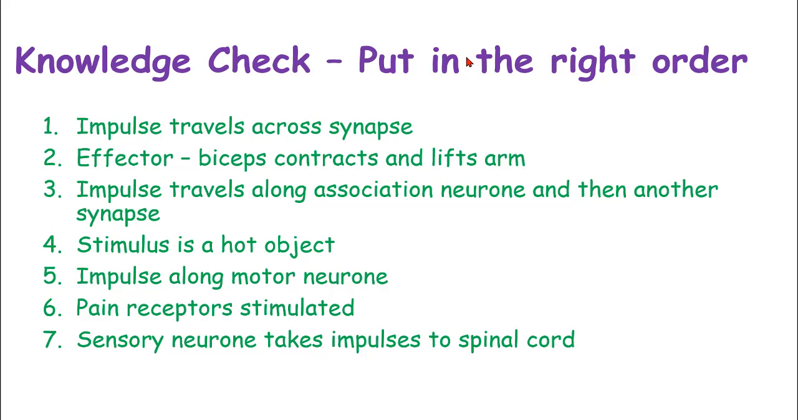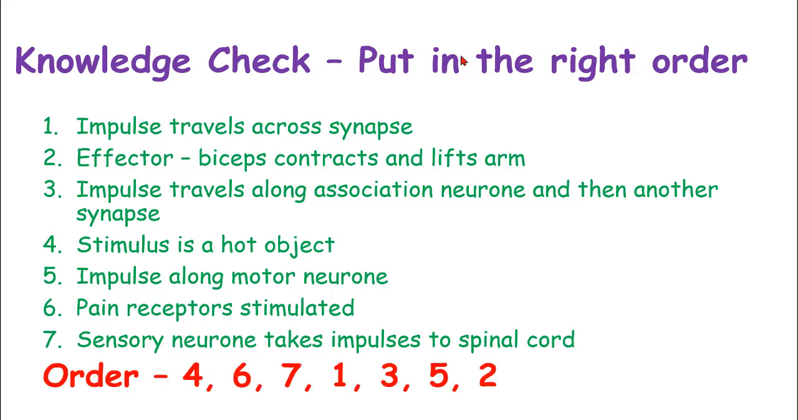So the correct order then is this. Stimulus is the hot object. Pain receptors are stimulated. The sensory neuron carries the impulse to the spinal cord, which is the coordinator. The impulse travels across the synapse. Then it goes across the association neuron and then another synapse. It travels to the motor neuron and then finally goes to the biceps, which contracts and it lifts your arm.